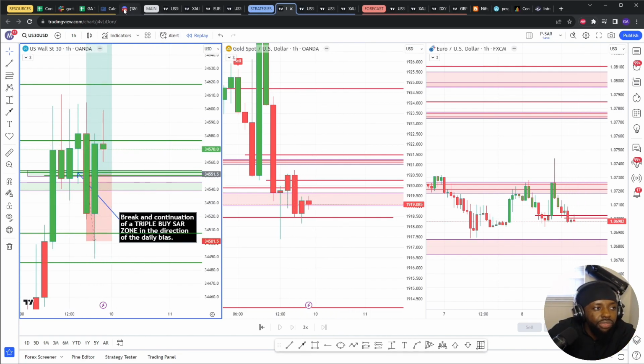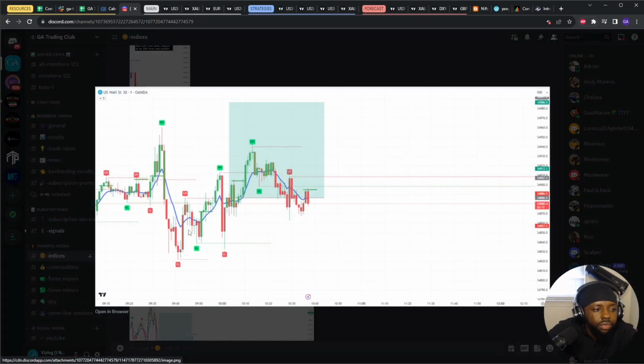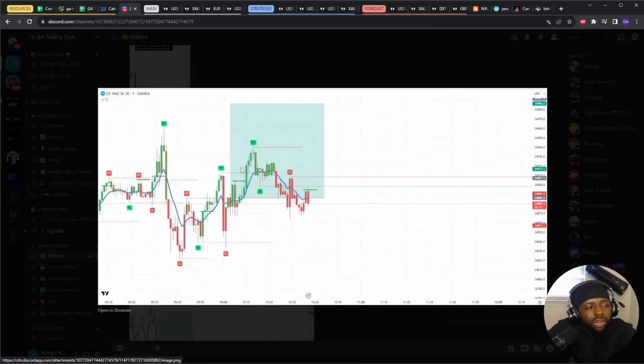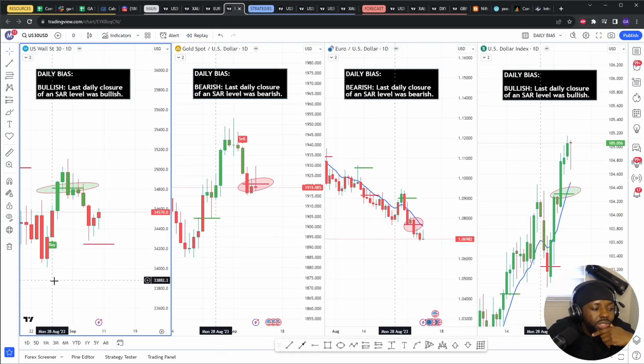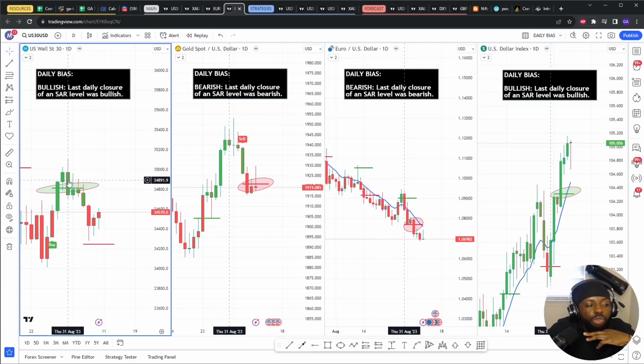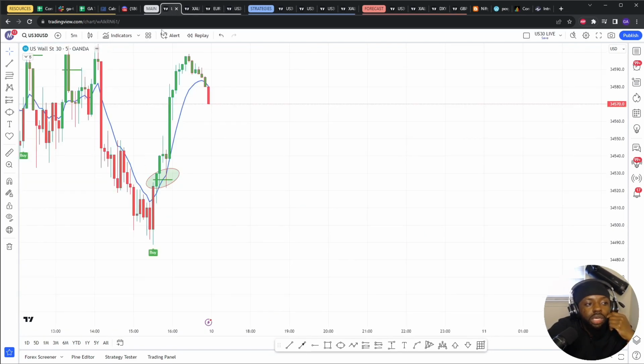So in this instance, if we go over this trade, since we can go back to this day, because I told you guys about the limitations of TradingView. Here, if we look at our daily bias, and that was September 1st, right here, you can see that my daily bias for US30 was already bullish. So I was looking for buys on US30.